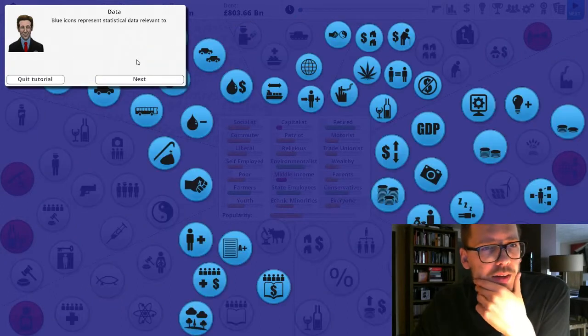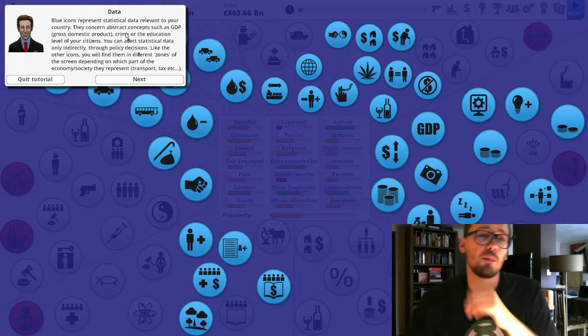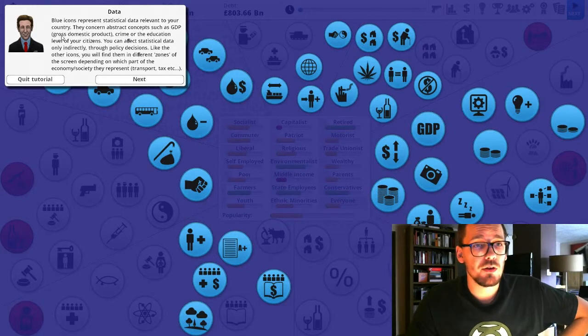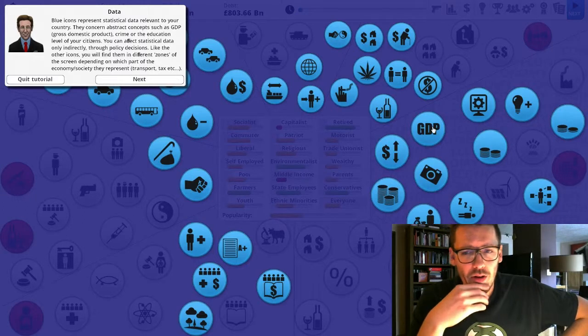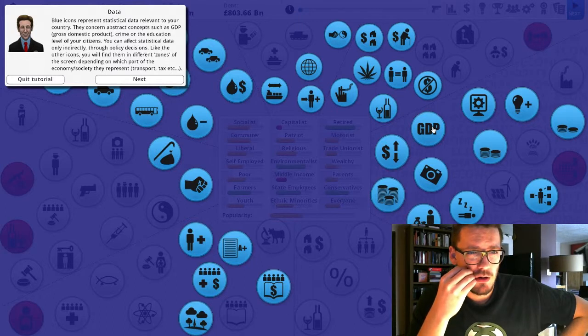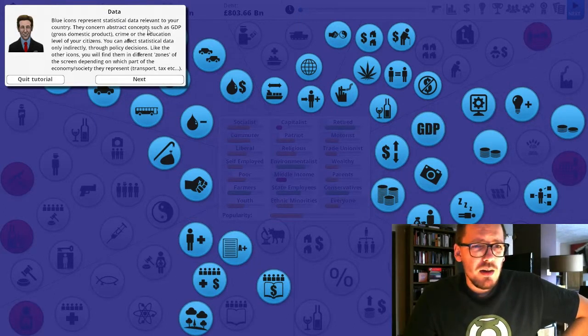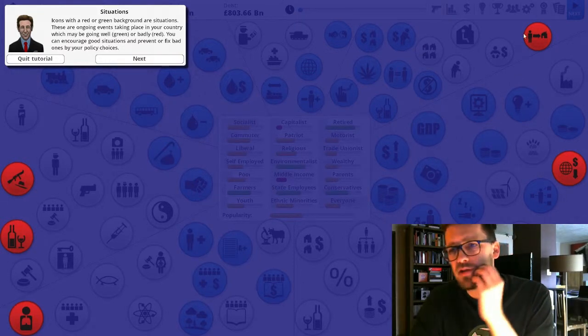White ones are policies. You guys remember that. Blue is statistical data relevant to your country. They can represent abstract concepts such as GDP, gross domestic product. Now that is something everyone should have a look at, because nobody really understands what GDP is. But this game does, so let's have a go at it. Okay, so blue ones are data. Red or greens, but I only have reds, are ongoing events. And I only have bad events in my country. So, okay.